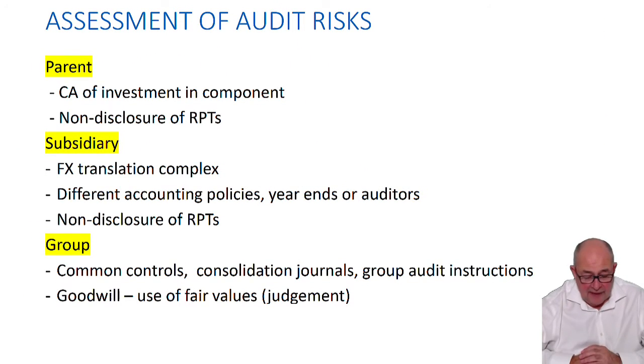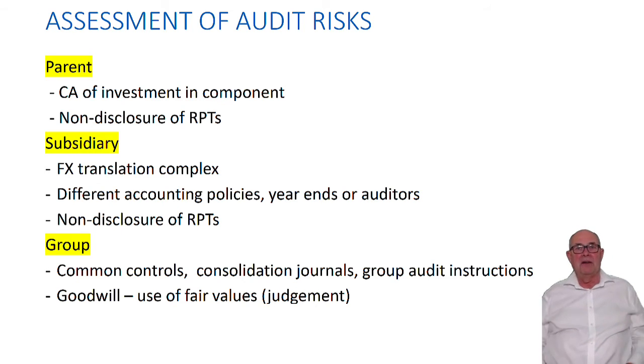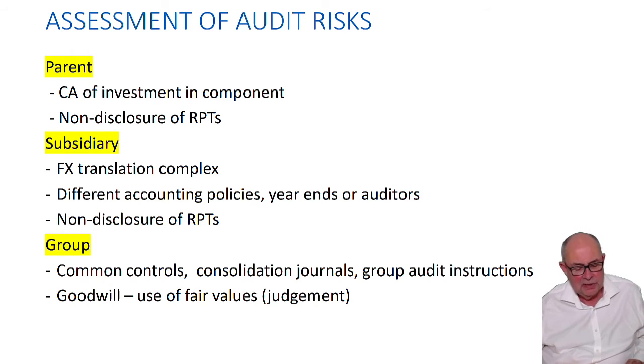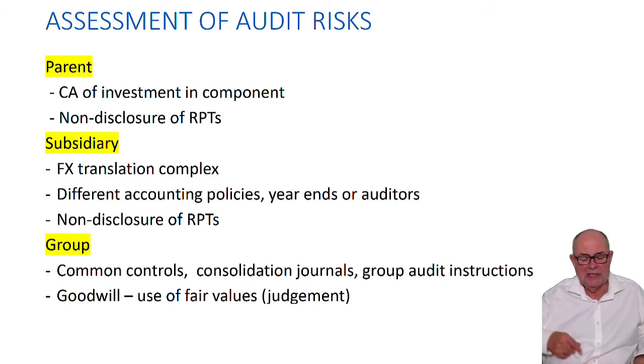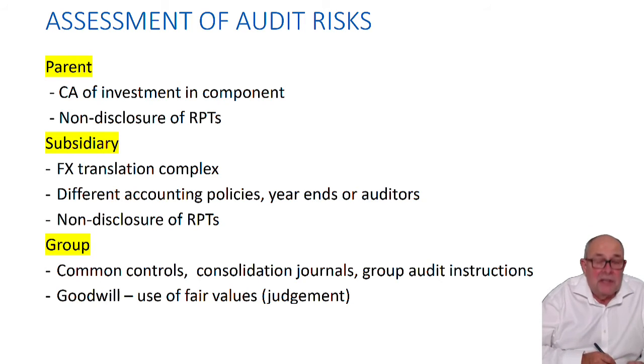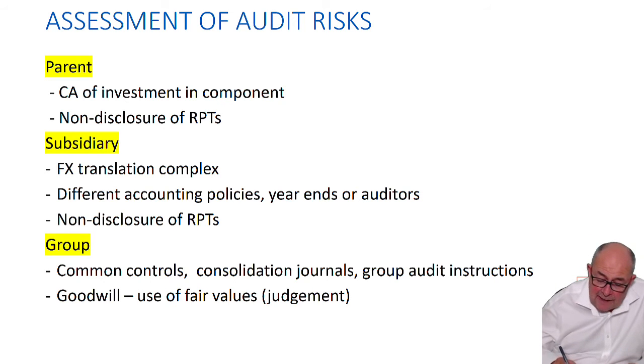Put this slide together to summarise the sorts of audit risks that you might see in a group audit question. Don't forget, group accounts are where you take the parent and the subsidiary to form the group. So I've tried to summarise here some of the things that would cause problems. In the parent's accounts, I'd be concerned about the carrying amount of the investment in the component. Remember, that's a financial asset.